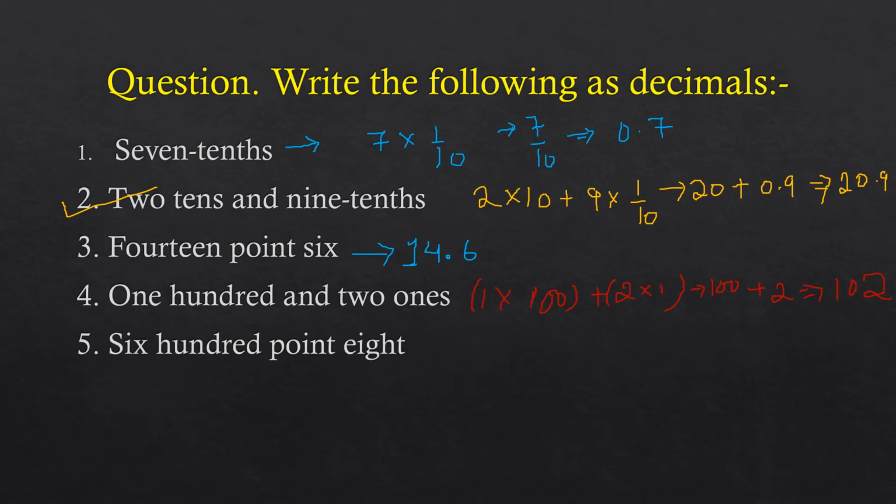And the last and fifth one is 600.8. We have 600.8. 600 you already know, 6 into 100 gives us 600, and 0.8. So this is how these types of questions get solved.